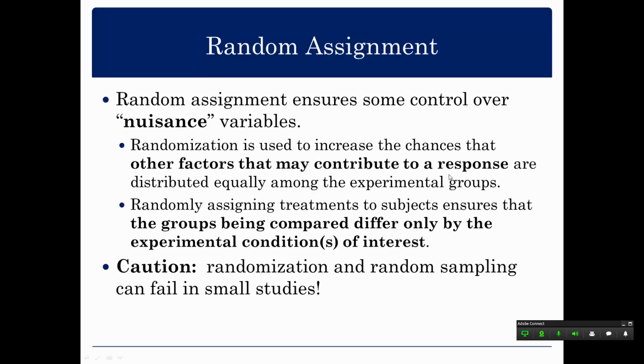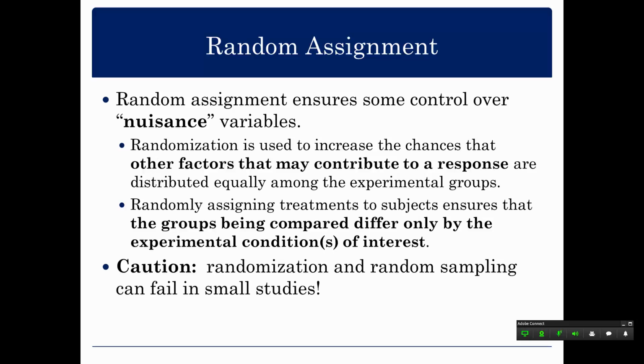But the idea behind randomization is that when we randomly assign treatments to subjects, we increase the chances that all other factors that may contribute to changes in a response are distributed equally among the experimental groups. So the idea here is that when you compare Group A to Group B, Group A and Group B are identical with respect to anything that could cause a variation in the outcome except the experimental condition of interest. So if I see differences between Group A and Group B, their gender distribution is the same.